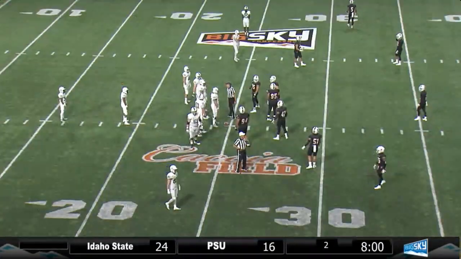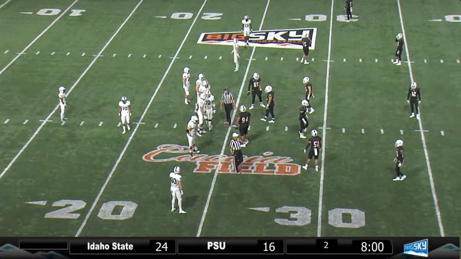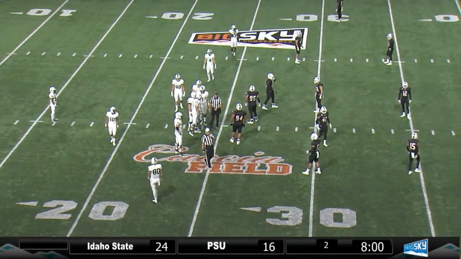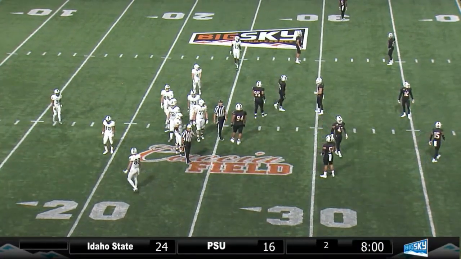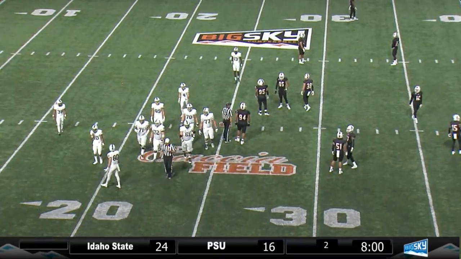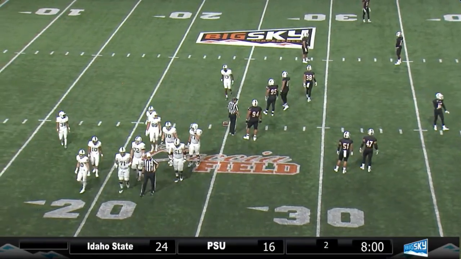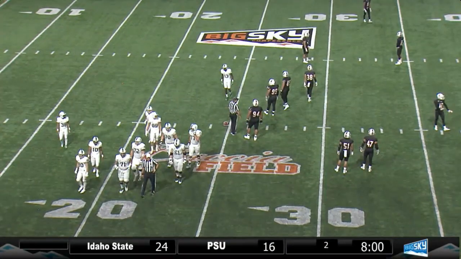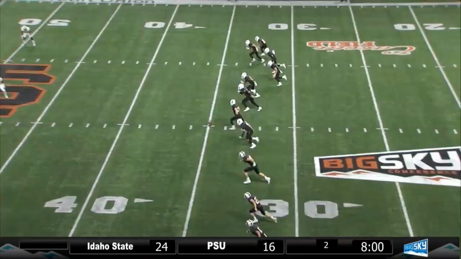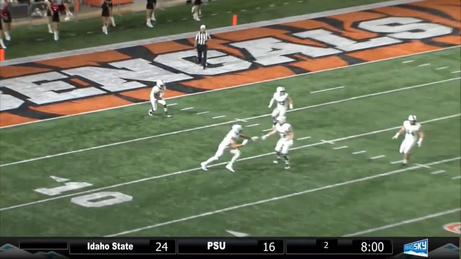Okay, now he announces it's under review. And watch, he just stays there. And he's going to come out and announce there was targeting. So replay actually shut this play down for targeting. So here's going to be a replay.